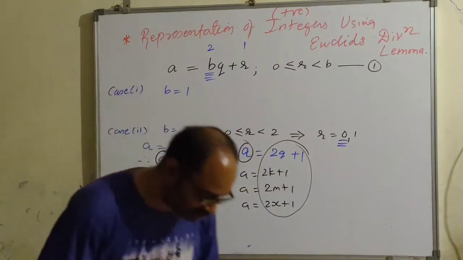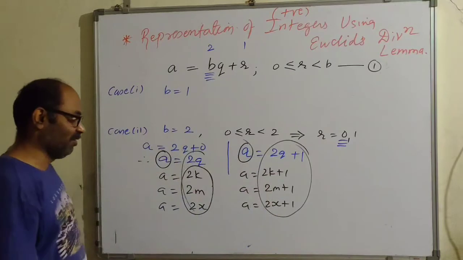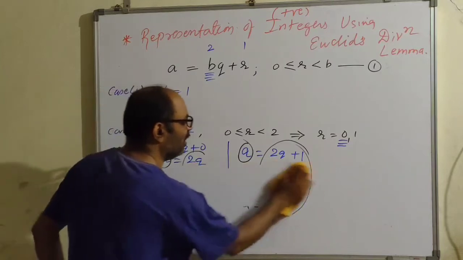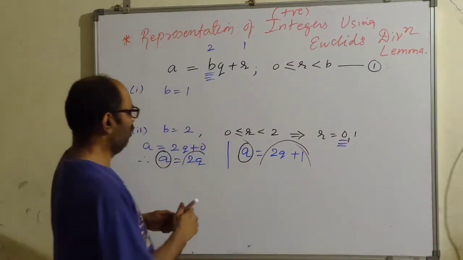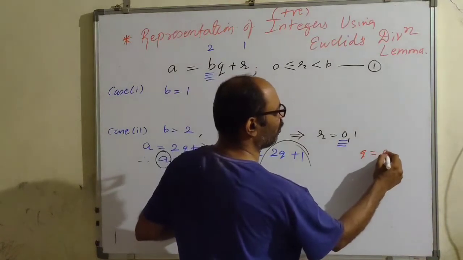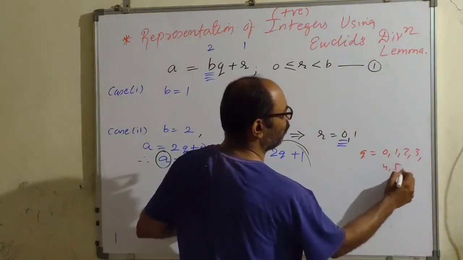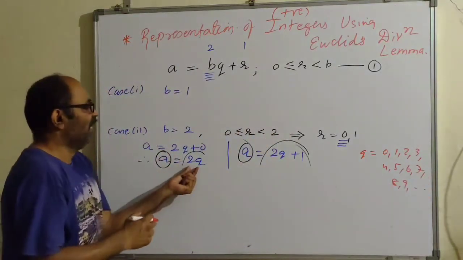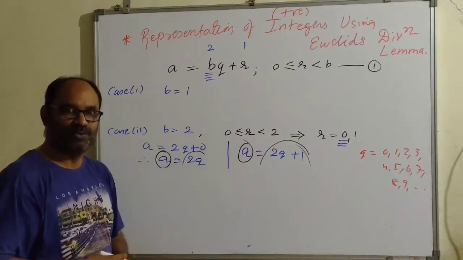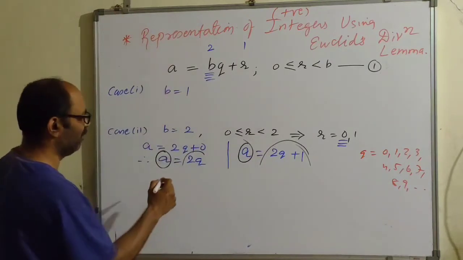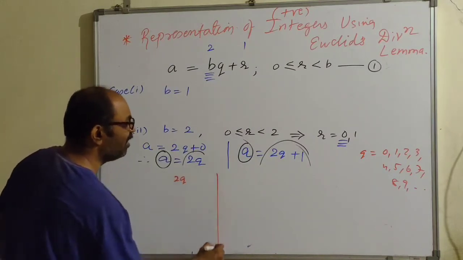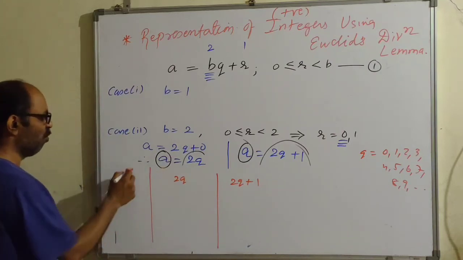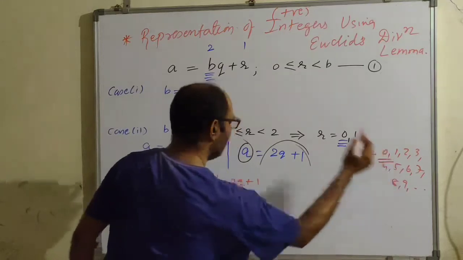Let us see the justification, children. Please, very important thing we are going to see. I'll forget about all these expressions. Let's take only Q right now. Take different values of Q: Q equal to 0, 1, 2, 3, 4, 5, 6, 7, 8, 9 and so on. Pick up different values of Q and see what you are getting. Here I am writing 2Q and here I am writing 2Q plus 1, and here I am putting the value of Q.